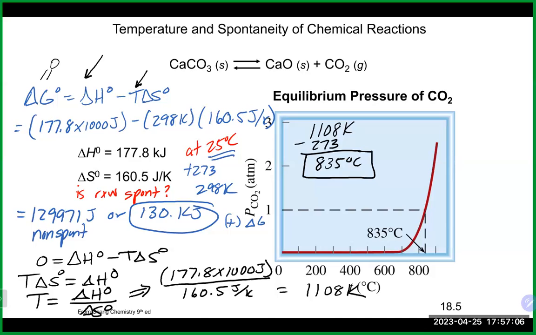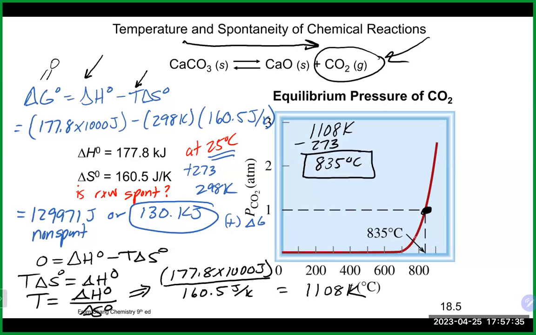That is a graph of temperature versus pressure of CO2. And in this reaction, the only gas there is CO2, which is on the product side. So the only way to get pressure would be you need to make that CO2 gas, which means that reaction has to happen. And as we can see from the graph, frankly, it really doesn't hit 1 atmosphere until about 835 degrees Celsius, which is the temperature that we need.